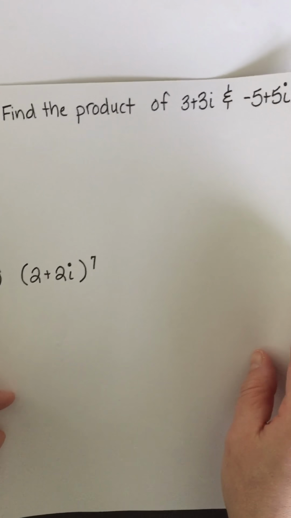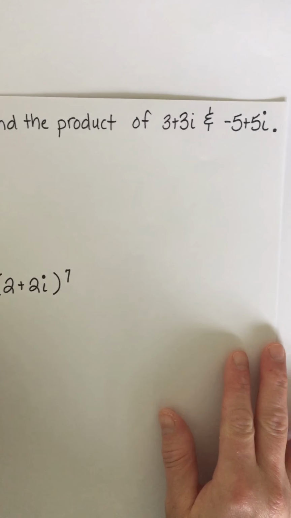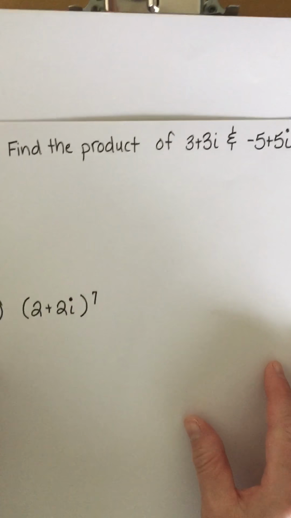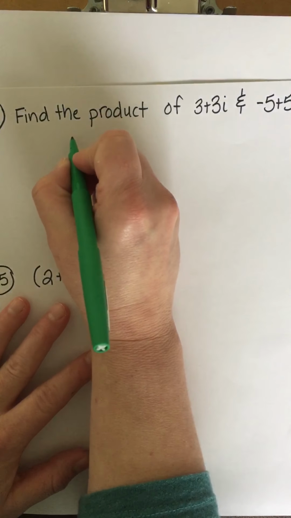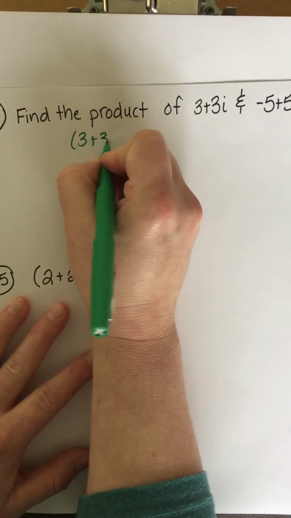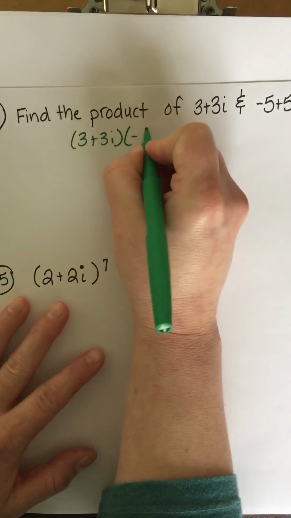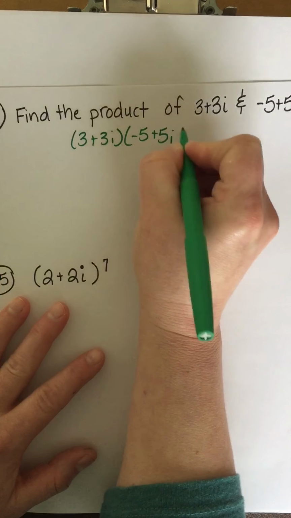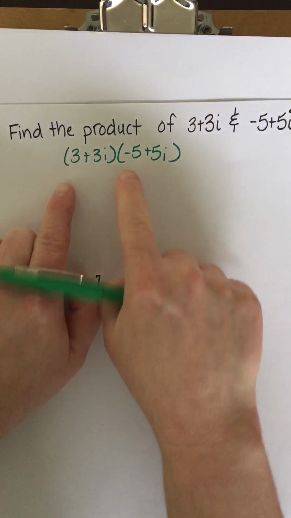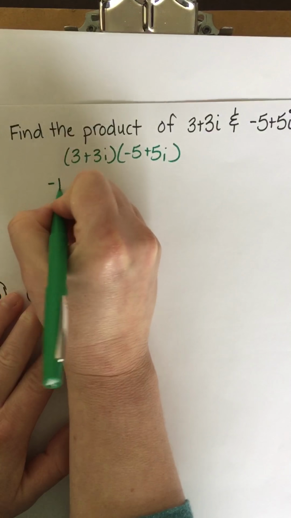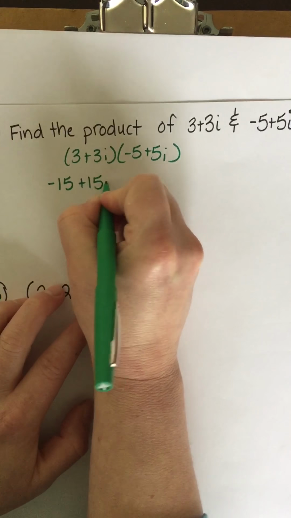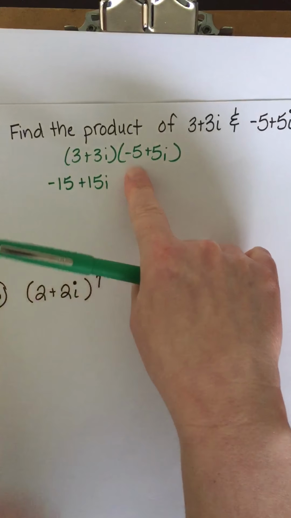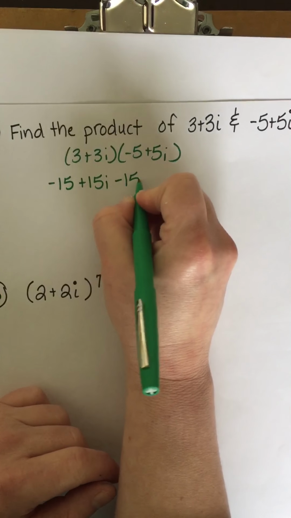For number 24, they want us to multiply these two complex numbers, so I'm going to do an old school FOIL first. So we've got 3 plus 3i times negative 5 plus 5i. First would be 3 times negative 5, which is negative 15. Outer would be 5i times 3, which is 15i. Inner would be 3i times negative 5, which would be negative 15i.